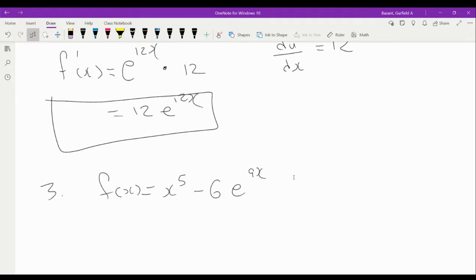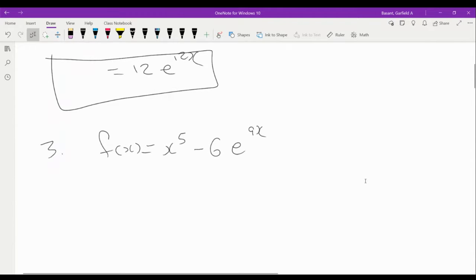All right, did anyone get an answer for this? Jehan? Yes. 5x to the fourth minus 54, to the negative 9x. What happened to the 6 that was in front of the exponential part? Oh, I see. You missed that? Okay.